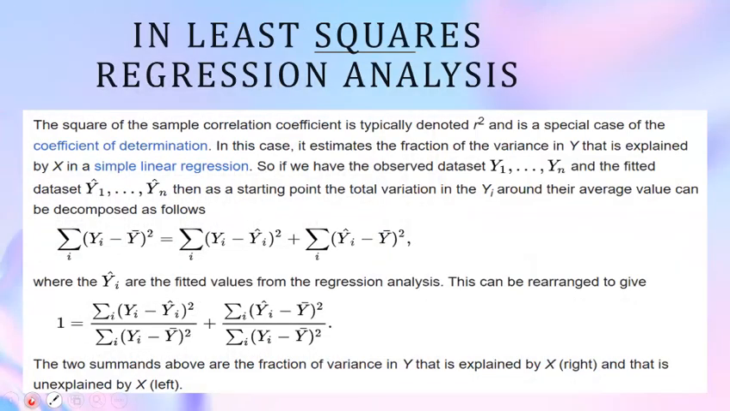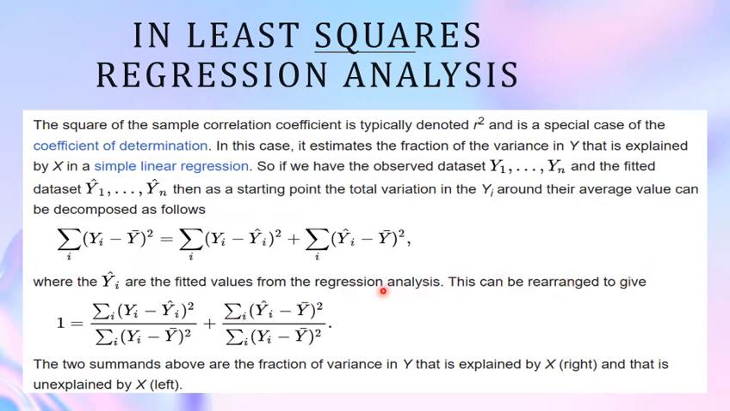So in least squares regression analysis, where the value of R is interpreted, what is the use? The square of the sample correlation coefficient is typically denoted R squared and is a special case of the coefficient of determination. In this case, it estimates the fraction of the variance in Y that is explained by X in a simple linear regression. So if we have the observed data set Y1 to Yn and a fitted data set, Ŷ1 to Ŷn, then as a starting point, the total variation in the yi around their average value can be decomposed as follows, where the Ŷi are the fitted values from the regression analysis.